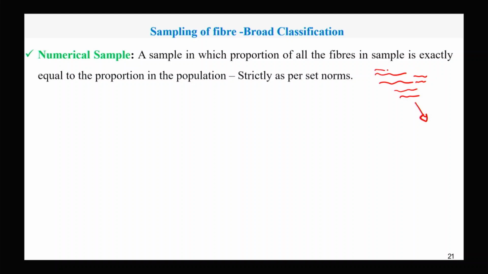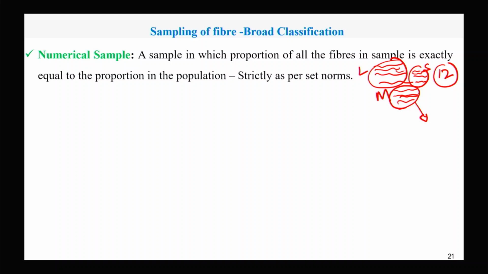Suppose here 4 long fibers, 4 medium length fibers and 4 short fibers are there. That means 3 different types of fibers are there. Okay, so long fiber, medium length fiber and short fibers are there. So total 12 fibers are there of 3 types.